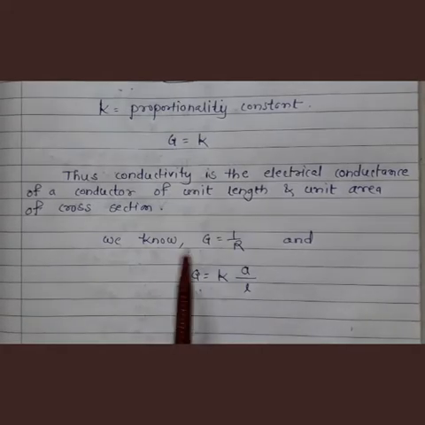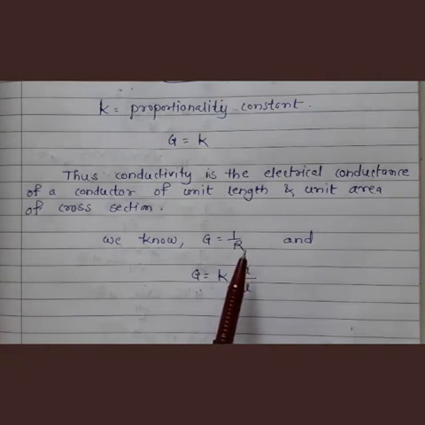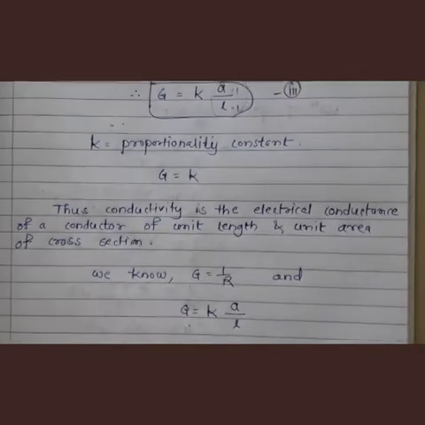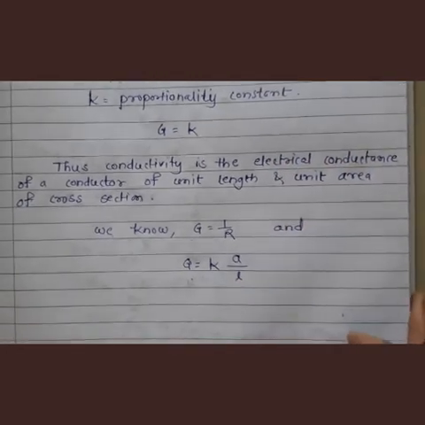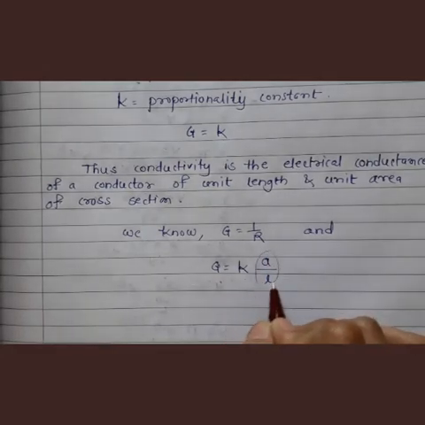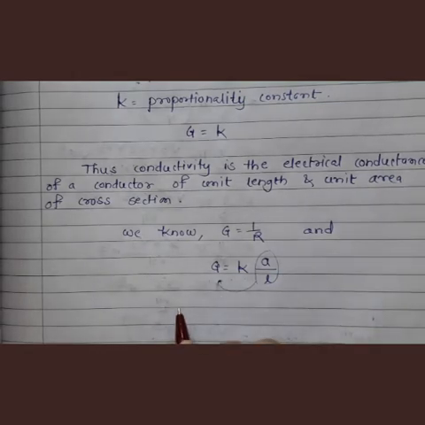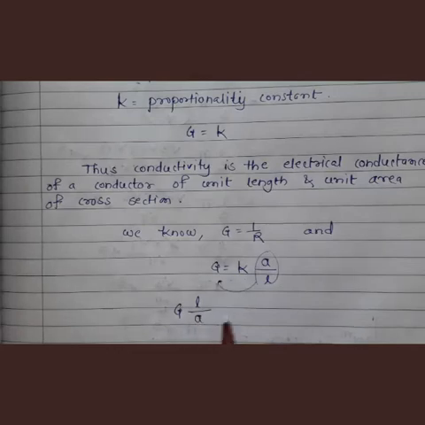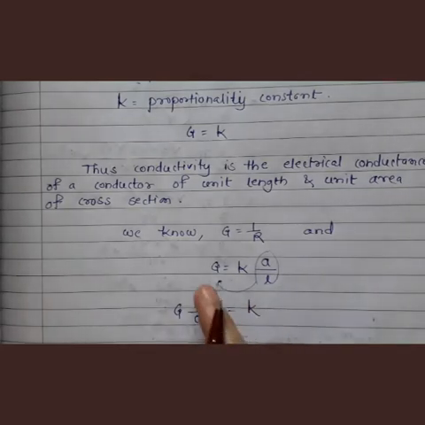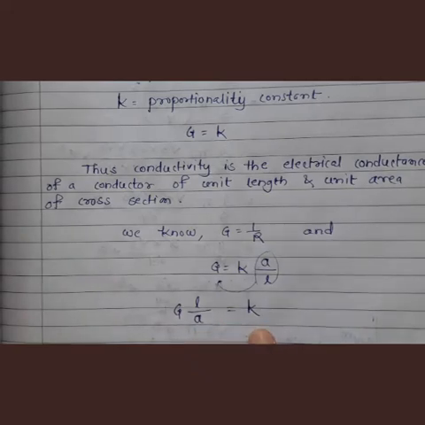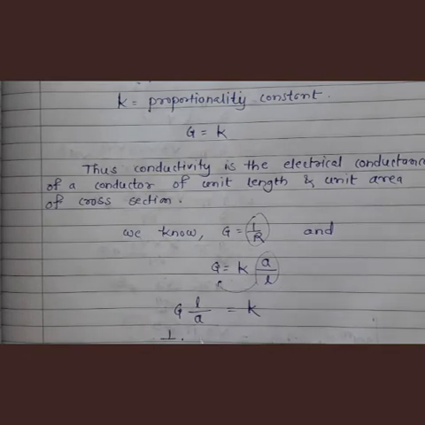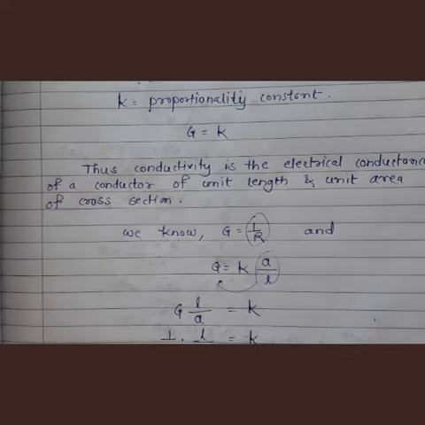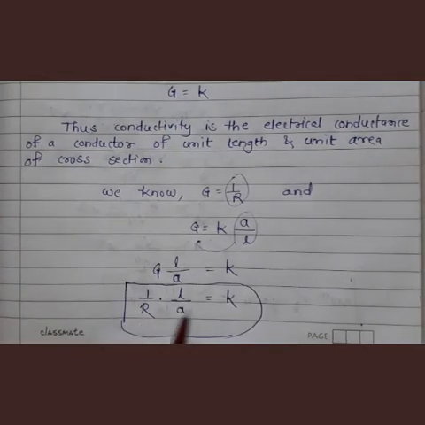Now let us see. We know G is equal to 1 upon R, meaning electrical conductance is inversely proportional to R. Then just now we have derived G is equal to K A upon L. If I send this term to the other side, we take the reciprocal, so L goes in the numerator and A in the denominator: G multiplied by L upon A is equal to K. But as we know, G is equal to 1 upon R, so in place of G we write 1 upon R multiplied by L upon A is equal to K.